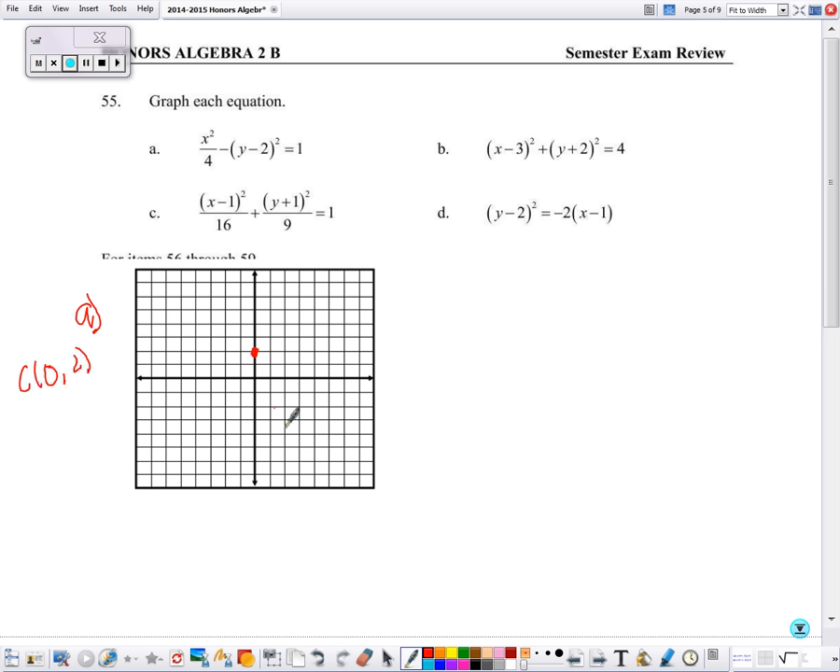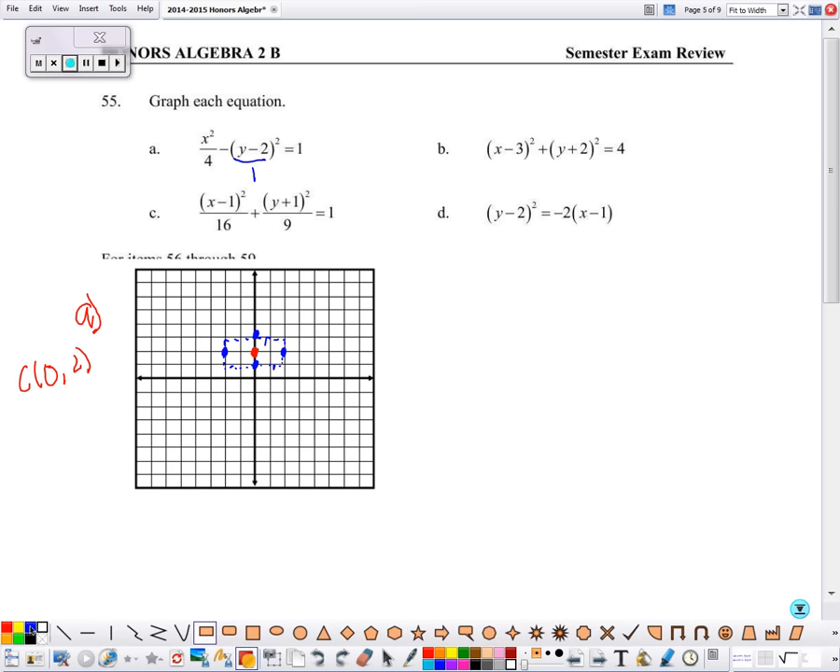And then we're going to count for the box. We're going to go the square root of 4, so 2 to the right, 2 to the left from the center. And then the y term's over 1, so we're going to go up 1 and down 1. And this gives us the rectangle so that we can draw our asymptotes.